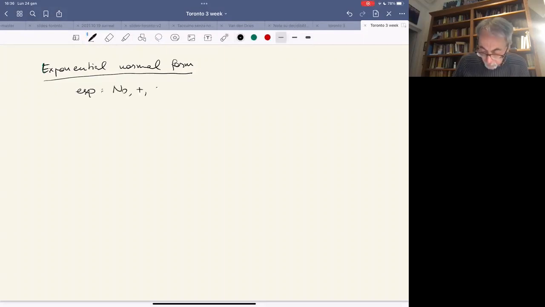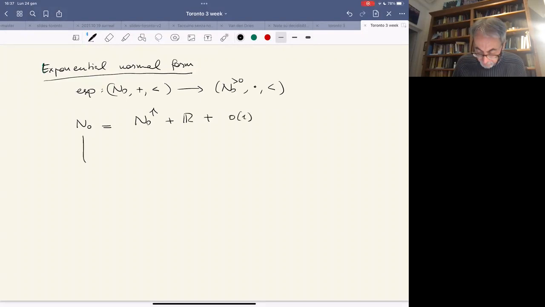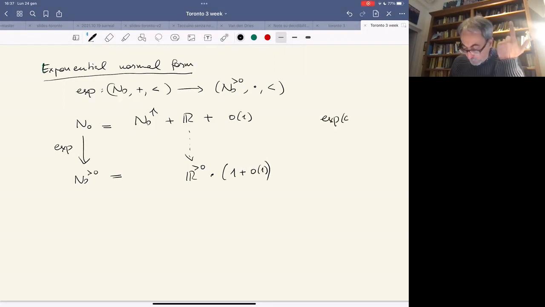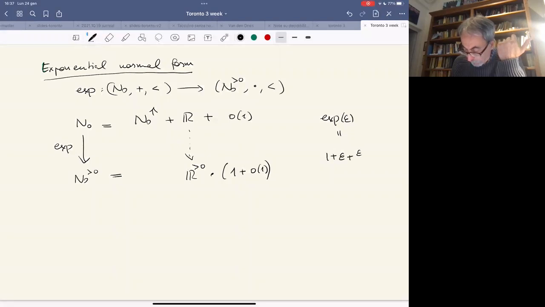We know that exp is an isomorphism from the additive group to the multiplicative group of the surreals. We also know that the surreals can be decomposed into a purely infinite part plus a real part plus an infinitesimal part. If you apply exp, you get a corresponding multiplicative decomposition. The reals just go to the positive reals. The infinitesimals just go to one plus infinitesimals. We know that exp of an infinitesimal is given by the Taylor formula: one plus epsilon plus epsilon squared over two and so on. So this belongs to one plus an infinitesimal.